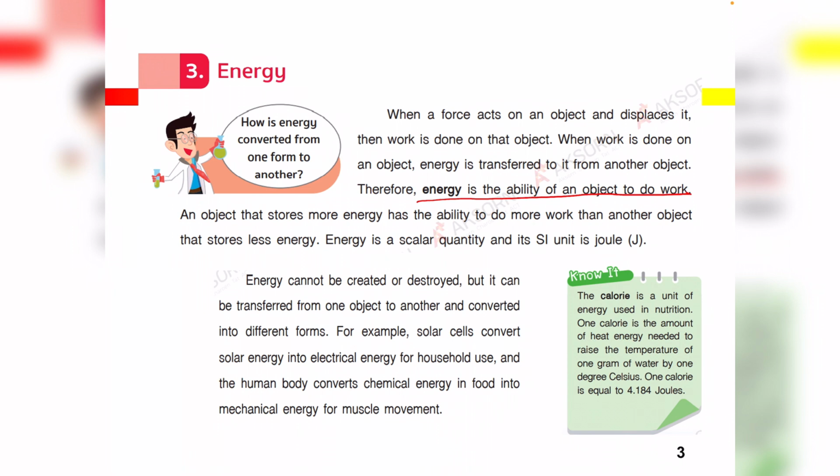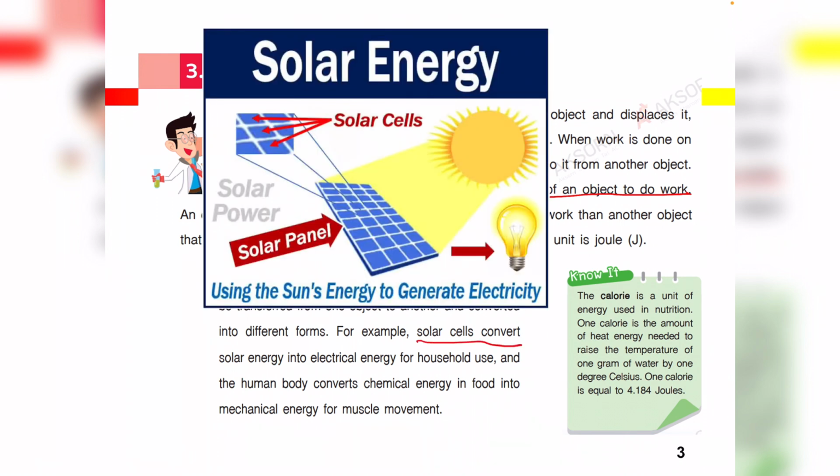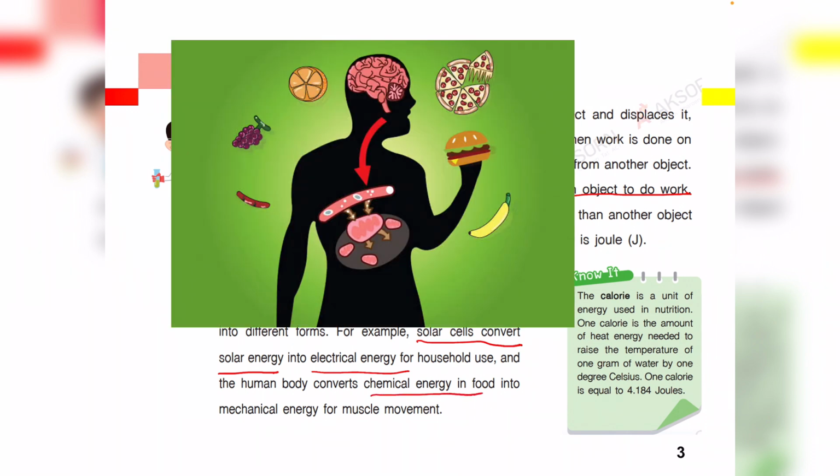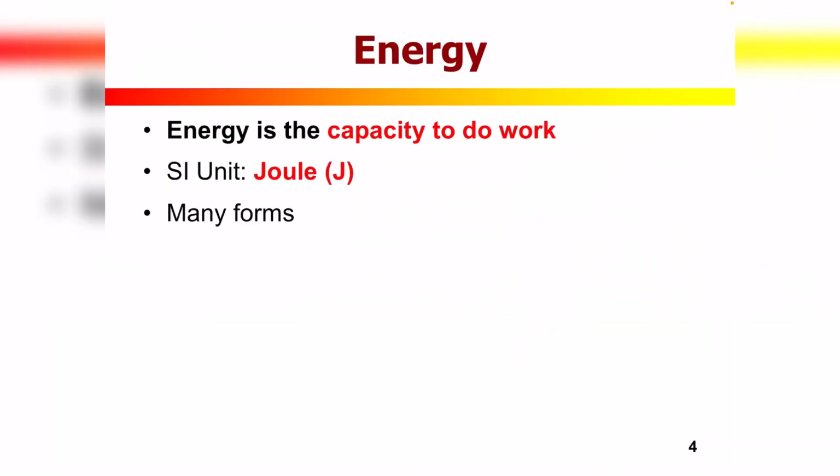Energy cannot be created or destroyed, but it can be transferred from one object to another and converted into many forms. Example, solar cells convert solar energy into electrical energy for household use, and the human body converts the chemical energy in food into mechanical energy for muscle movement. So I repeat, energy is the capacity or ability to do work, and the unit for energy is joule.